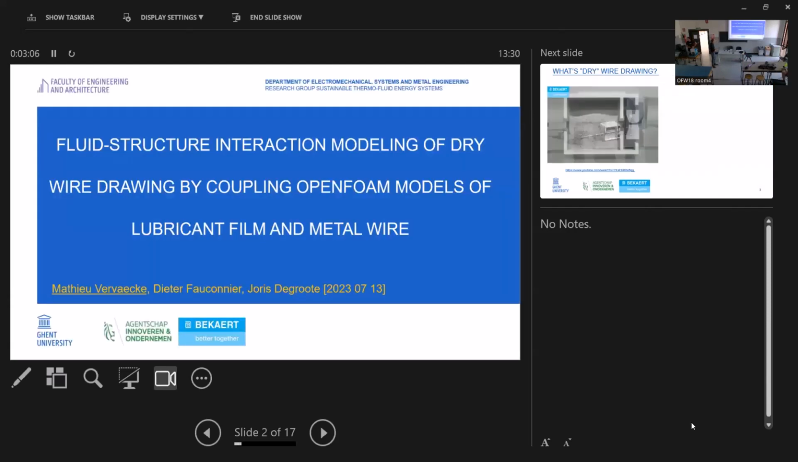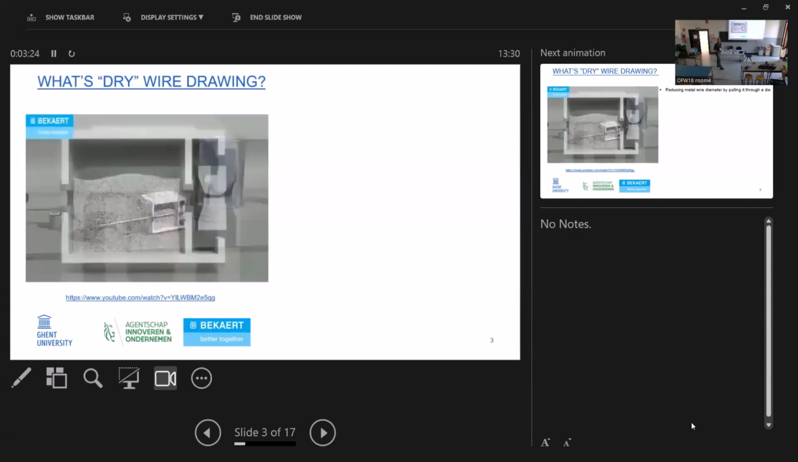I want to present something about the fluid-structure interaction of dry wire drawing, covering OpenFOAM models of the lubricant and the wire. My supervisors are listed here. Okay, so what is dry wire drawing?